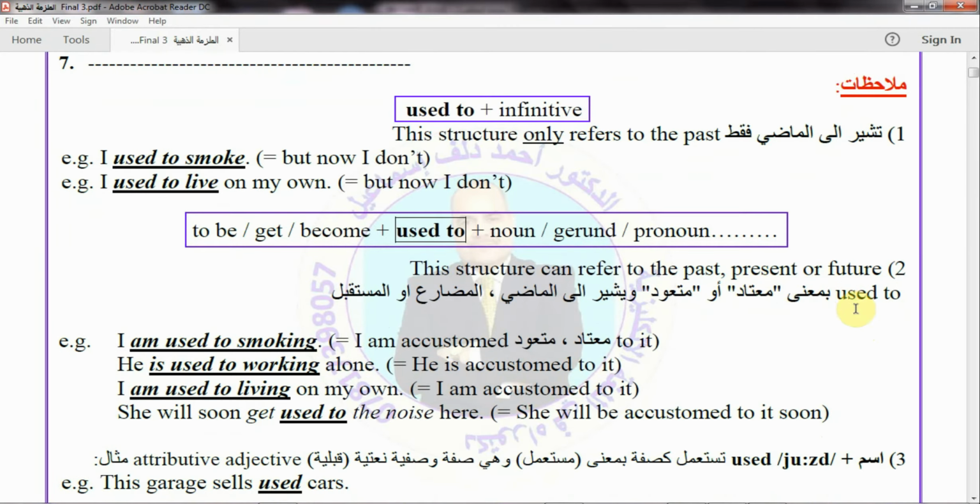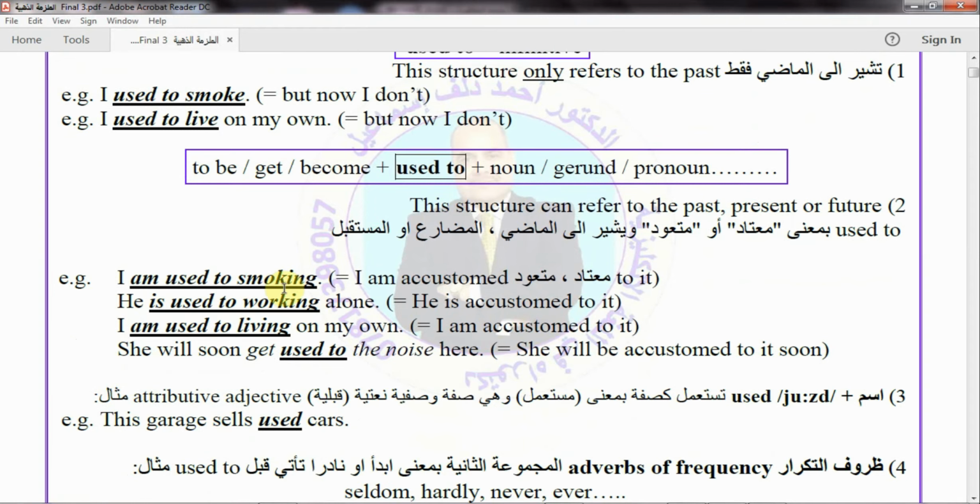فهنا used to بمعنى معتاد على أو متعود، وهي تشير إلى الماضي والمضارع والمستقبل. يعني هاي تذكرنا بعبارة الممثل المصري عادل إمام بمسرحية شاهد ما شافش حاجة: متعودة دايما. فهاي التركيبة تعبر عن هكذا عادات وأشياء. ناخذ أمثلة. I'm used to smoking.